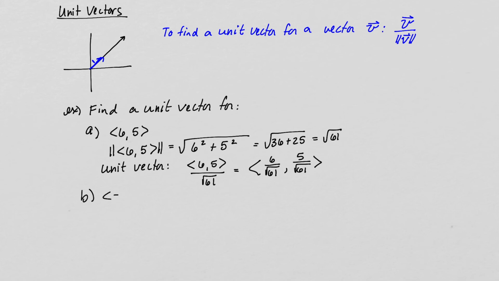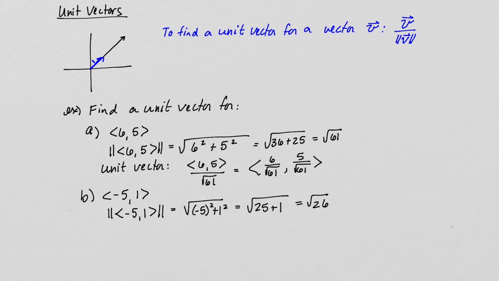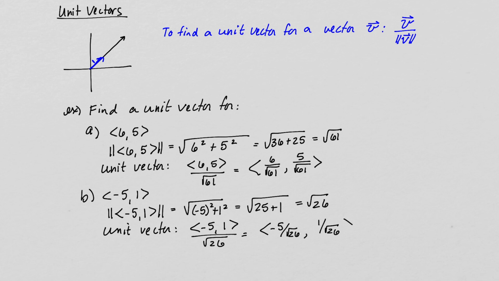So what about the vector -5, 1? The length of -5, 1 is going to be the square root of -5 squared plus 1 squared, which is going to be the square root of 25 plus 1, or square root of 26. And so then our unit vector is just going to be -5, 1 divided by the square root of 26, or -5 over the square root of 26, 1 over the square root of 26.